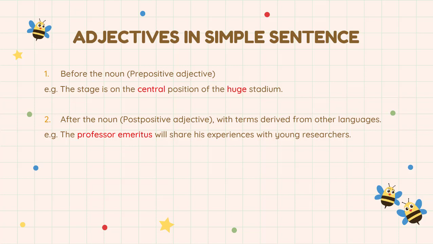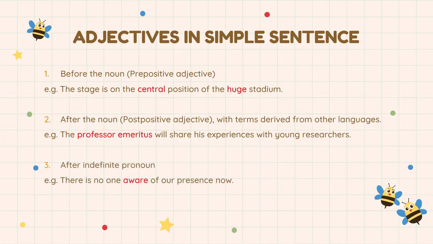For post-positive adjectives, we have some examples. The first is words derived from other languages. The professor emeritus will share his experiences with young researchers. Emeritus is derived from Latin. Emeritus professor or professor emeritus, you can have them interchangeably. But mostly, when the terms derive from other languages, the position is after the noun.